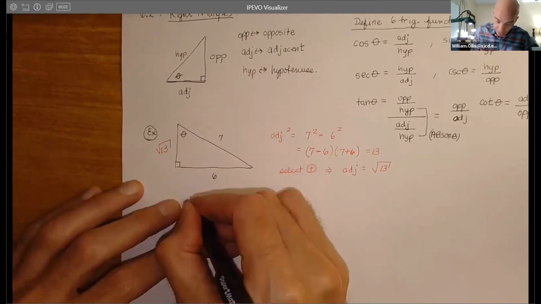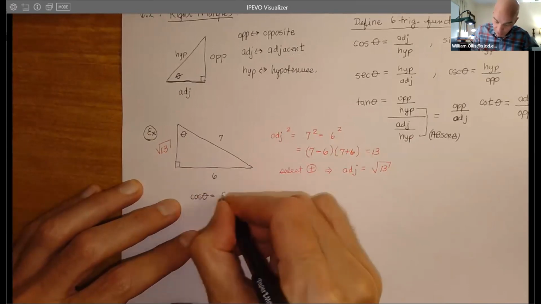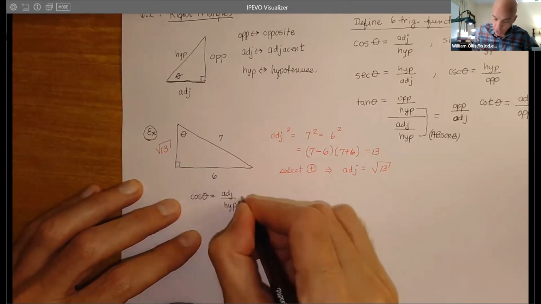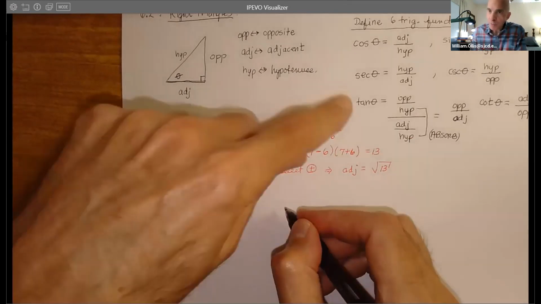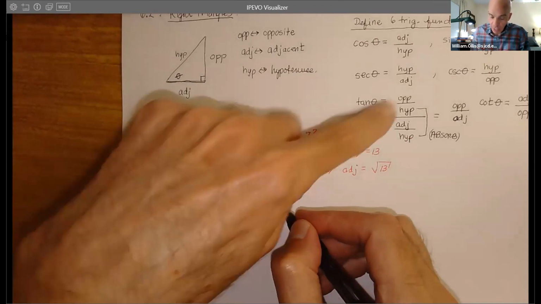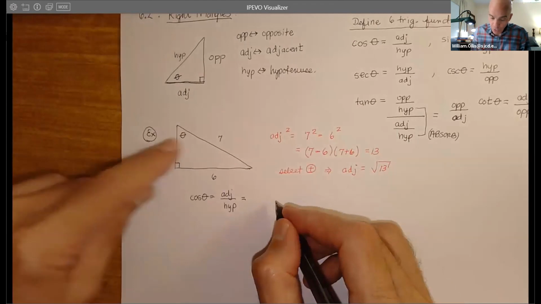So cosine theta will be adjacent over hypotenuse. We'll write it down for sine and cosine, and then we can just do the traditional arithmetic details to get the other 4 without having to write all of these down. So adjacent over hypotenuse will be square root of 13 over 7.